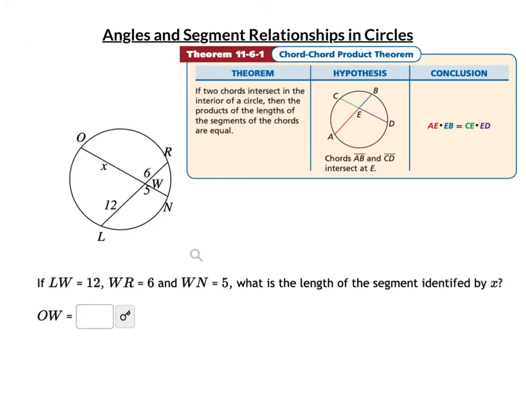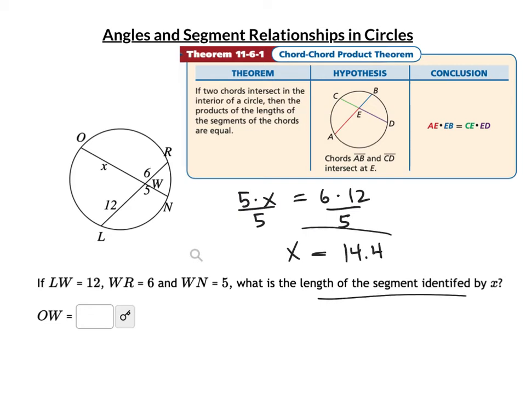In this diagram then, we could say that 5 times x is equal to 6 times 12. You just divide both sides by 5, you get x by itself. And we're going to round to the nearest tenth. Looks like I need to add that in the directions. We get 14.4.